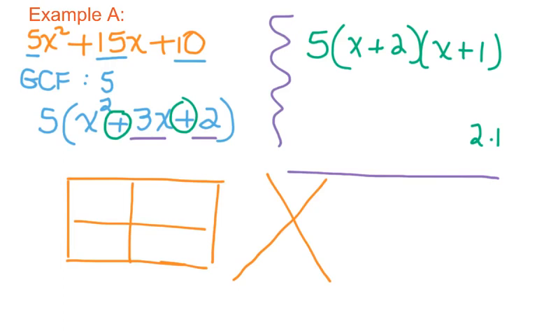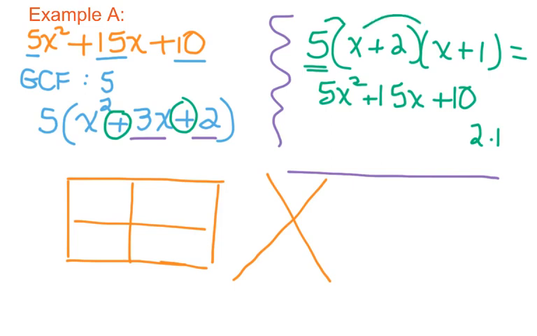So notice that I pulled the 5 out. That's important. I need to put that GCF in front of my factors of x plus 2 and x plus 1. And all of that is indeed equal to 5x squared plus 15x plus 10. And I can verify that by first using FOIL and then distributing the 5. However you do it, we would end up with 5x squared plus 15x plus 10.